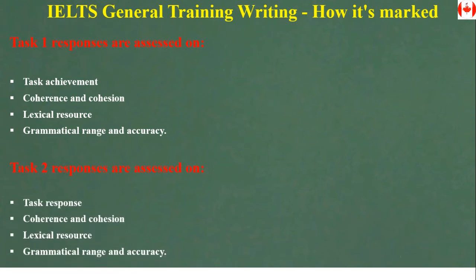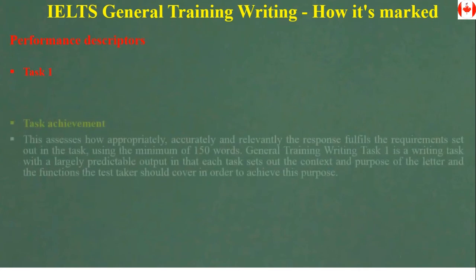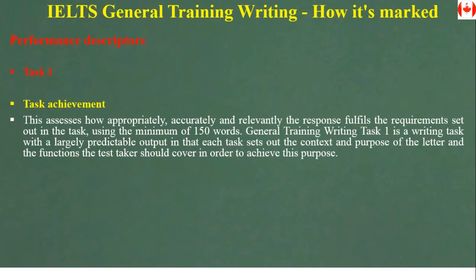Task number 2 is also marked on task response, if you respond to the question. Coherence and cohesion, lexical resource, grammatical range and accuracy. Almost the same thing. So for task 1, this assesses how appropriately, accurately and relevantly the response fulfilled the requirements set out in the task, using the minimum of 150 words.